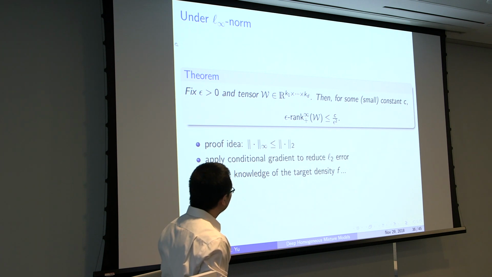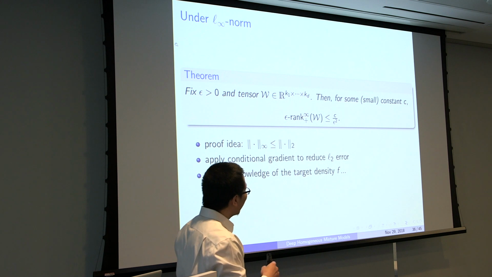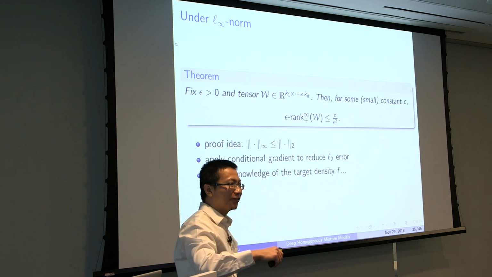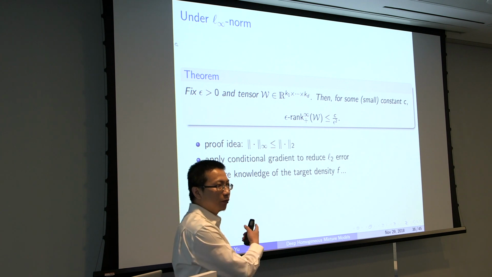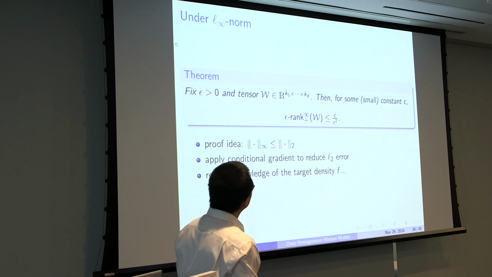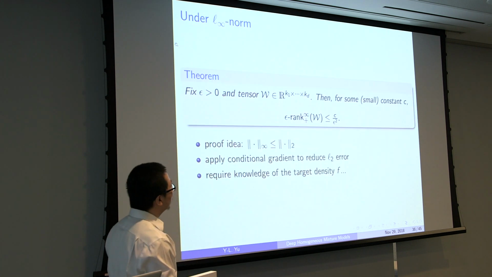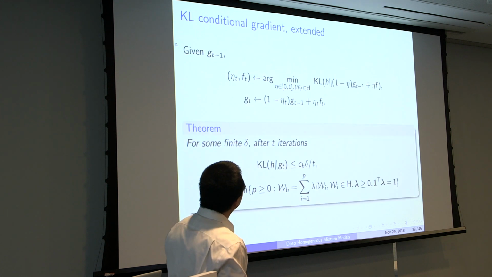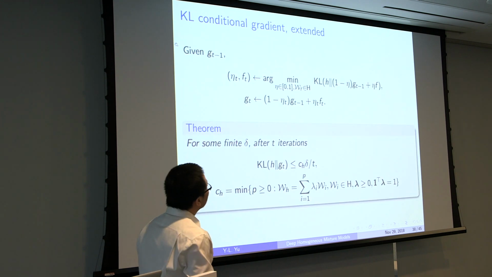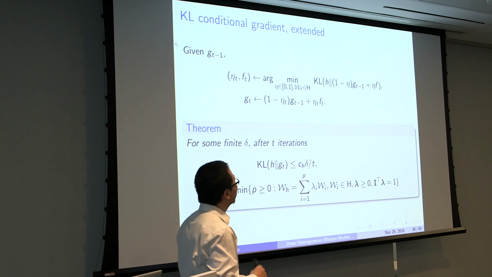And the slight downside of the proof is that we actually have to know the target density function f in order to prove this. But of course, in reality, you won't be able to know the target density. And this is why we developed an algorithm to achieve this 1 over epsilon squared bound. And the idea is the following. So suppose H is my target density. I want to estimate H.